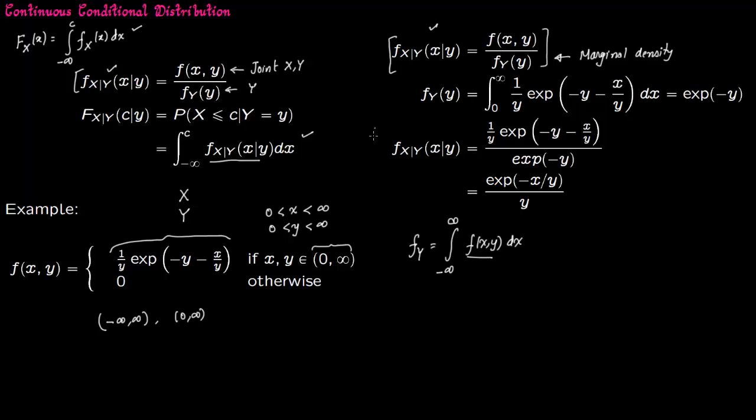Now you focus back on this formula. Again this expression comes from right here, and this denominator we have just computed here. Plug it in, so you get the conditional distribution. So this is the conditional density, you can say, or mass function.